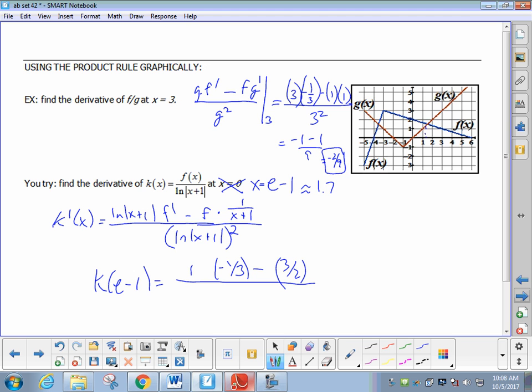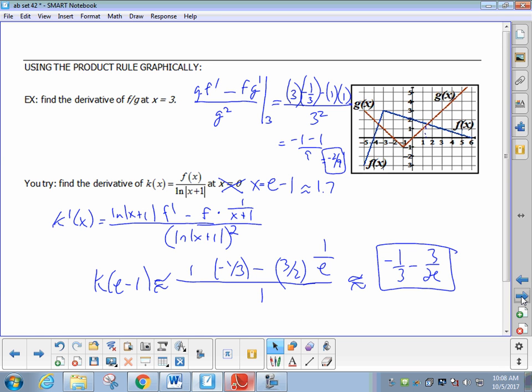All right, and what about 1 over x plus 1? 1 over e, over natural log of e minus 1 plus 1, which is 1 squared, which is still 1. So something like negative 1/3 minus 3 over 2e is your answer. And that's an estimate, so I should say that's approximate, because the 3/2 was a ballpark. Okay, wasn't that good?